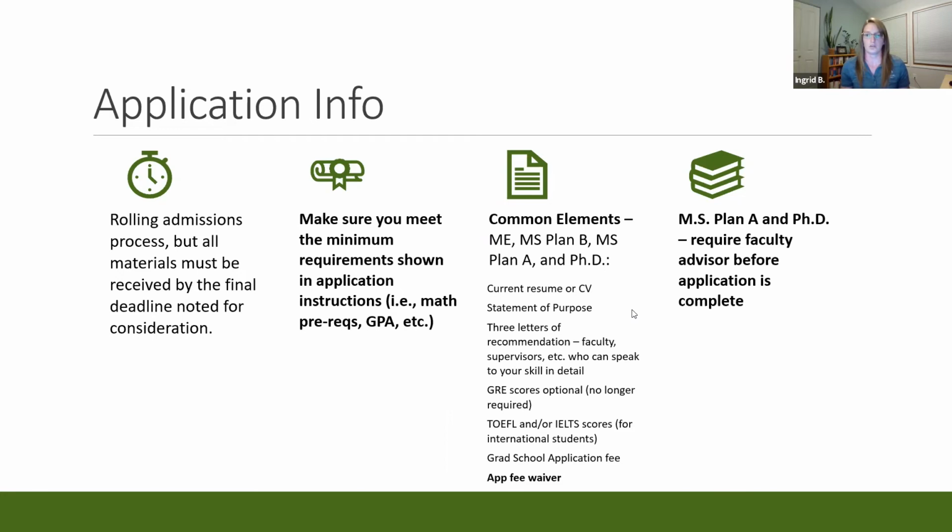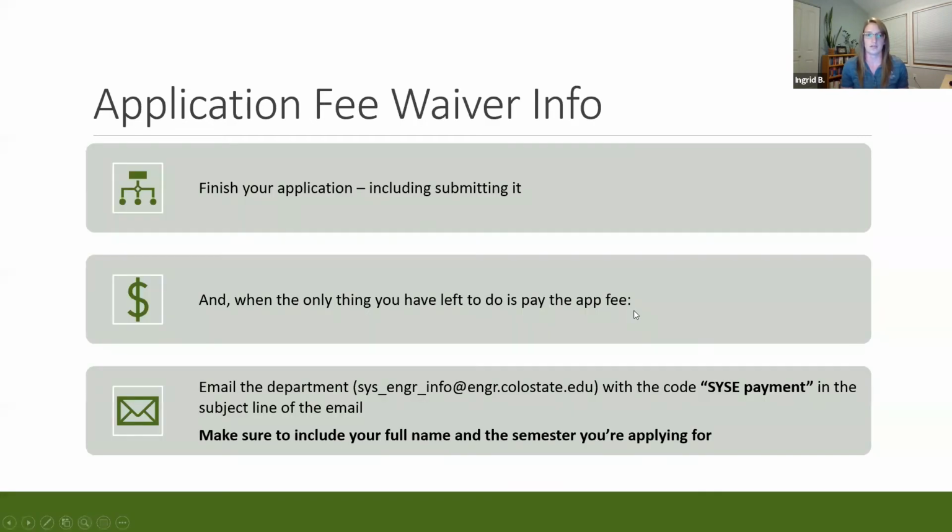All right, so next up is the application fee waiver information. Perhaps this is why you are here tonight. And the steps to complete this here. So first, if you are applying for an on-campus master's program or an on-campus PhD program, and you meet all of the minimum requirements that are listed in our application packet, then you can be eligible for this waiver.